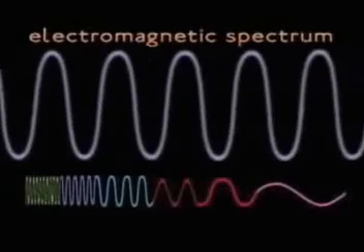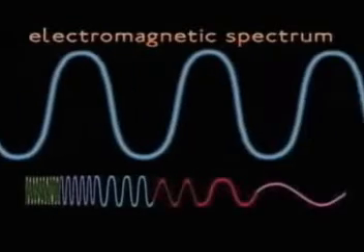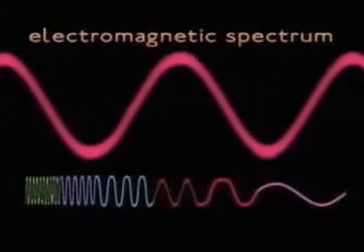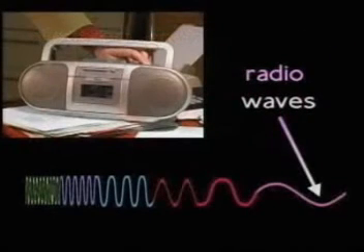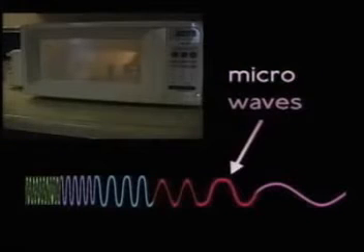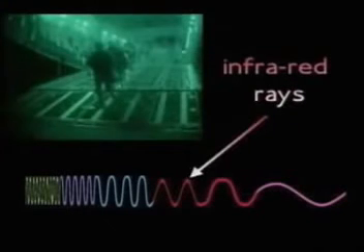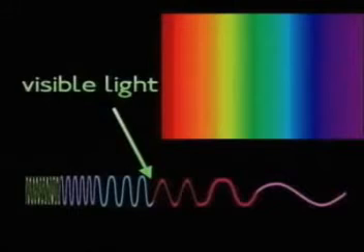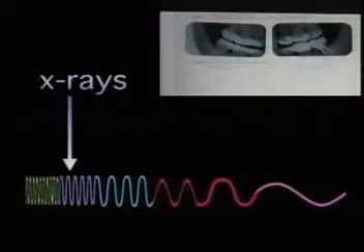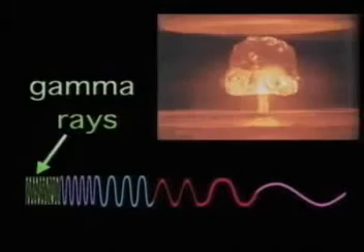Electromagnetic waves are organized into types based on frequency. At one end of the spectrum are radio waves, which have the lowest frequency. The spectrum moves through microwaves, infrared rays, visible light, ultraviolet rays, and X-rays, to gamma rays, which have the highest frequency.